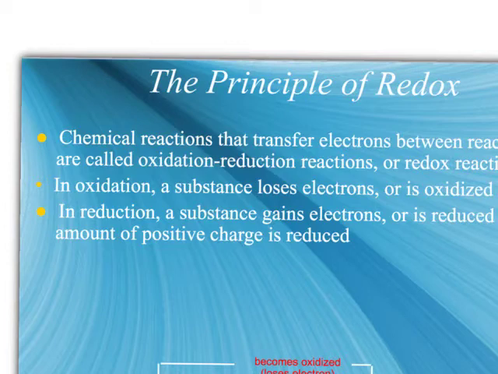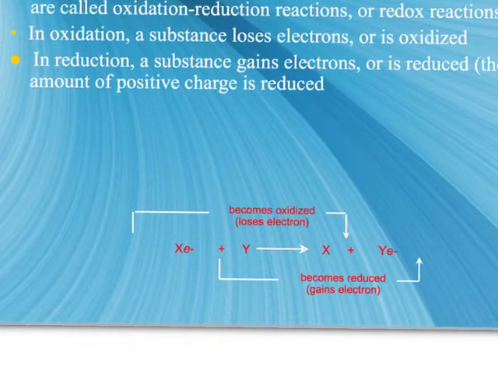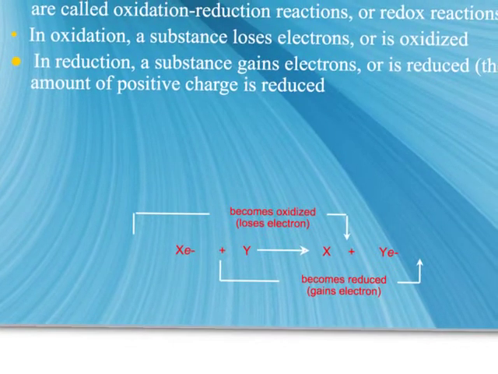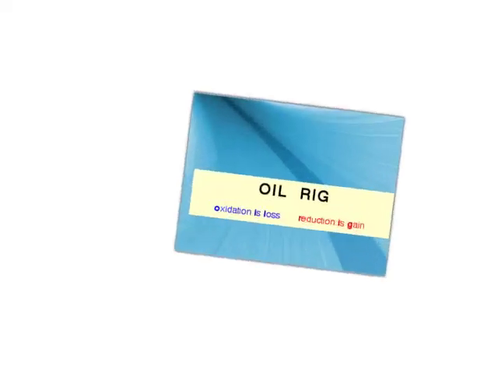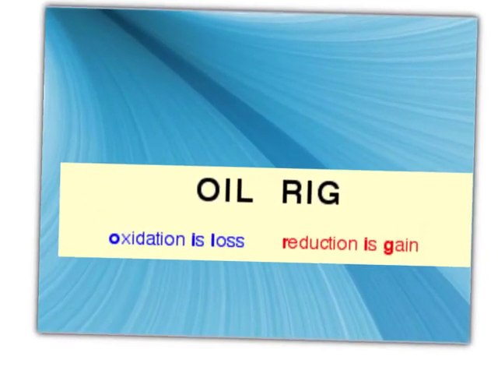The electron donor is called the reducing agent. The electron receptor is called the oxidizing agent. Okay? You can kind of see that down here, what's going on. One becomes oxidized, it loses electrons, the other gains the electrons. If you had Mr. Dow, you might remember the expression OIL RIG. Oxidation is loss, reduction is gain.